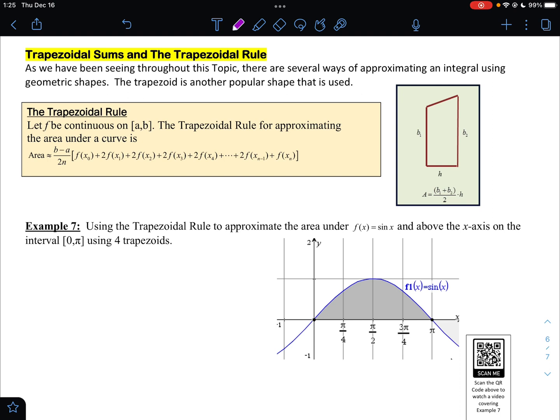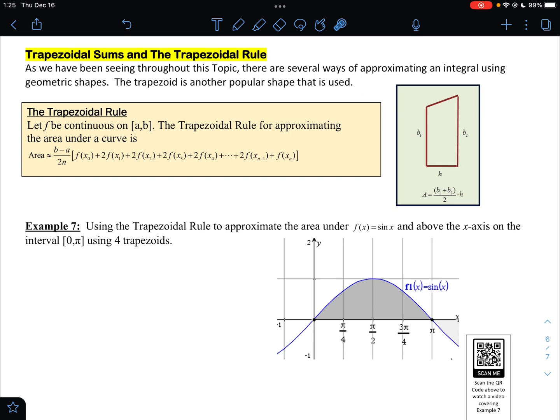So the trapezoidal rule says that f is continuous on a to b. The trapezoidal rule for approximating the area under a curve is given by this here. Okay? So yes, that is a rule. Yes, you can memorize it, and yes, that'll work every single time. Or you can simply just split up each trapezoid one at a time. So I'll kind of show you both methods here, and you can pick and choose what you like to do.